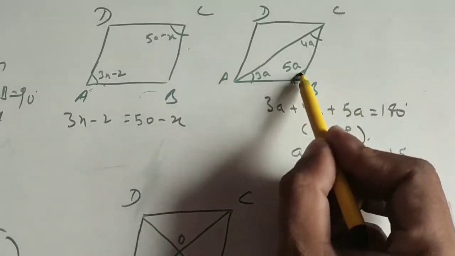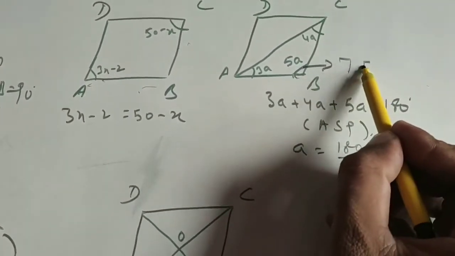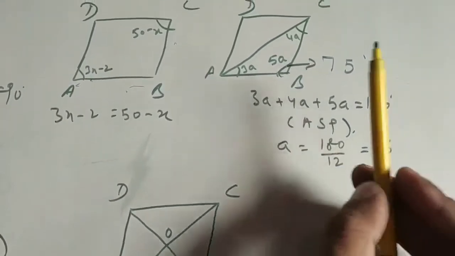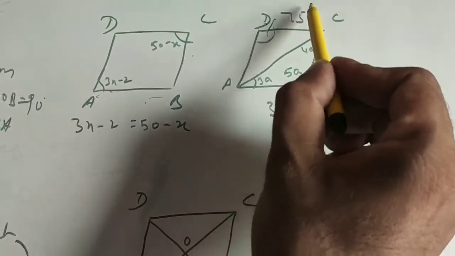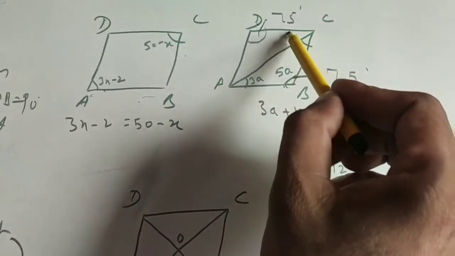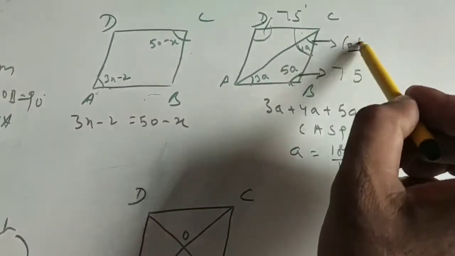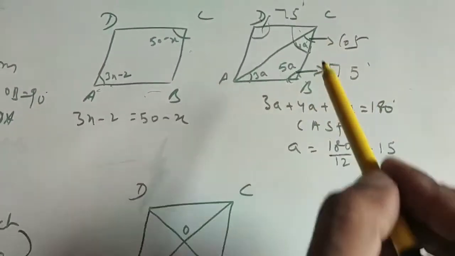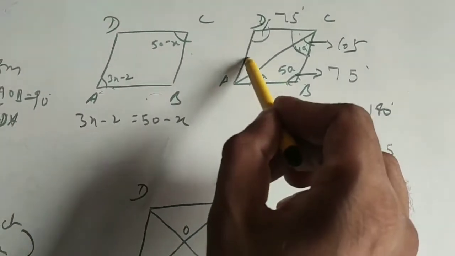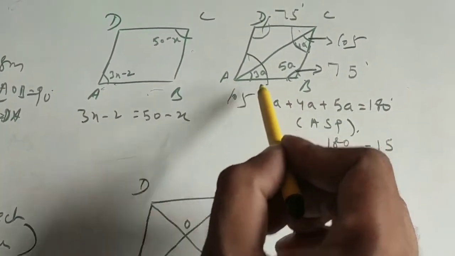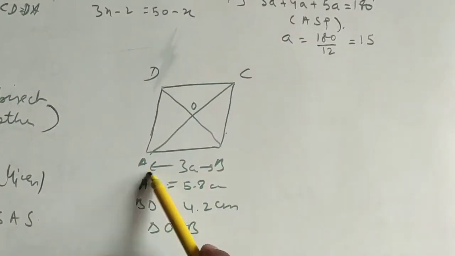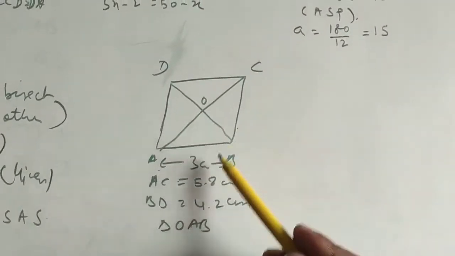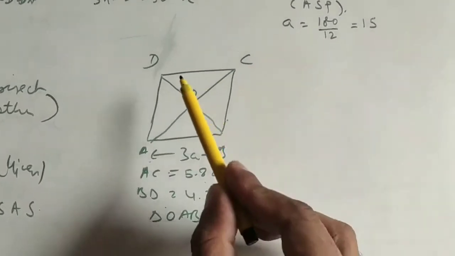So we know that this angle is how much? 75. Okay, if this is 75, then this angle will, obviously, also be 75. And how much will this be? 105. Why? Because the sum of these two should be 180. So clearly this angle is also 105. Okay. Now in this one, AB is given as 3 cm, AC is 5.8, BD is 4.2.